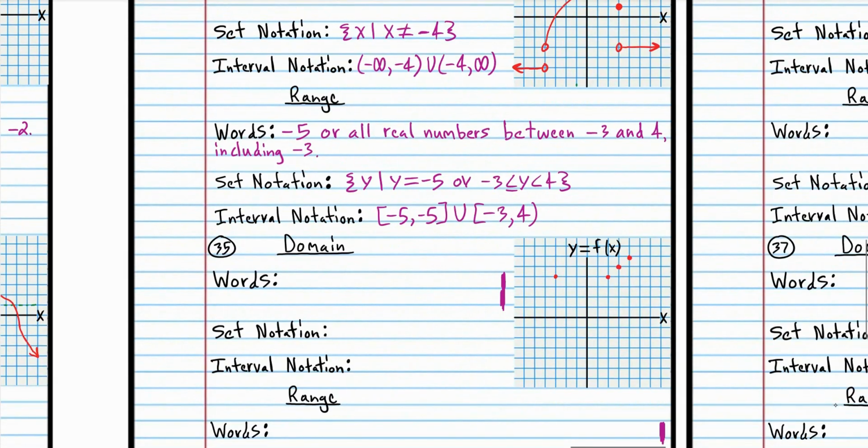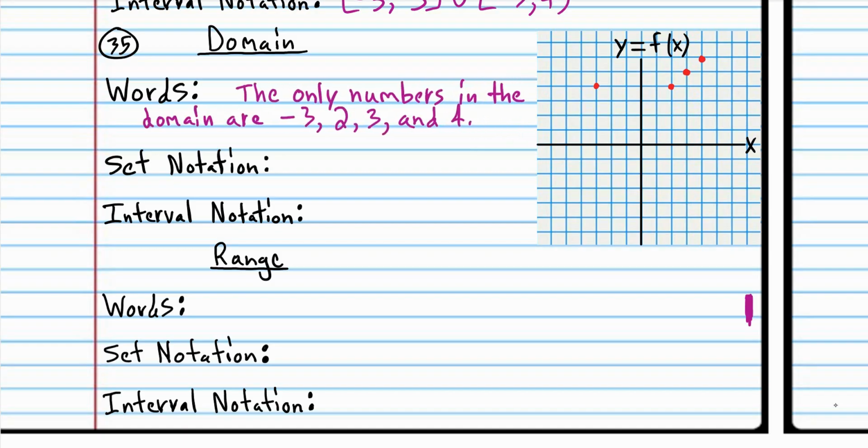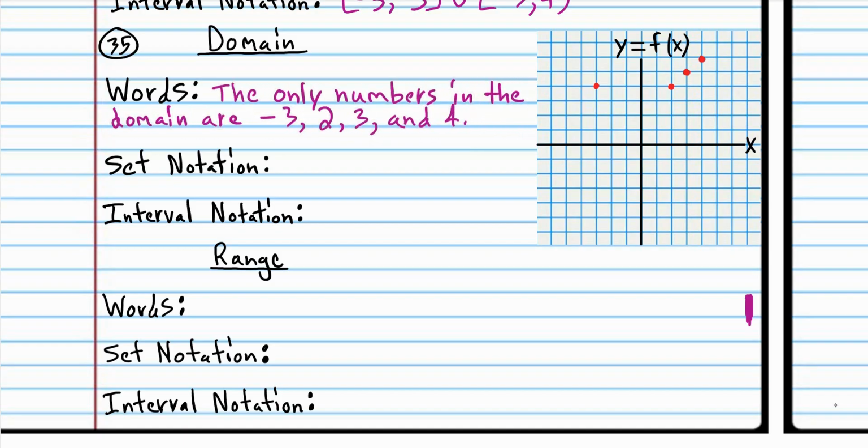So let's try one more of these before you try one on your own. Now we just have 4 dots. So if you look at the x values of those dots, the x values are -3, 2, 3, and 4. So those are the only values in the domain. So the domain is the set of all x values such that x is equal to -3, 2, 3, or 4. The x values can't be those numbers all at the same time, so you have to say "or".